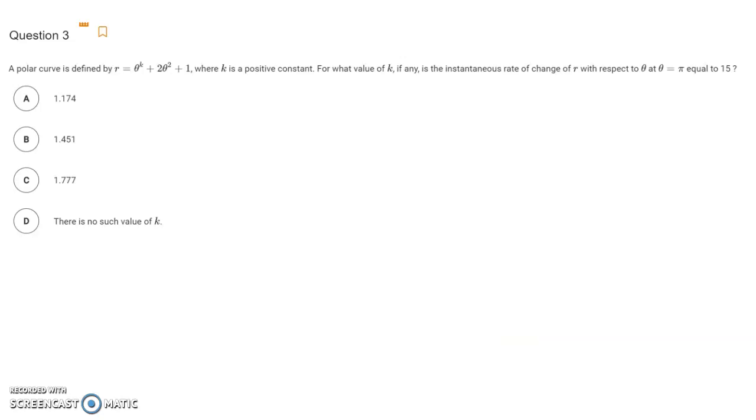All right, next, question 3. A polar curve is defined as such. K is a positive constant. For what value of k, if any, is the instantaneous rate of change of r with respect to theta equal to 15? All right, so we got a lot of things going on here. Instantaneous rate of change, that's our derivative. It's our derivative of r with respect to theta, so that's good. We don't have to make that into a rectangular polar equation.